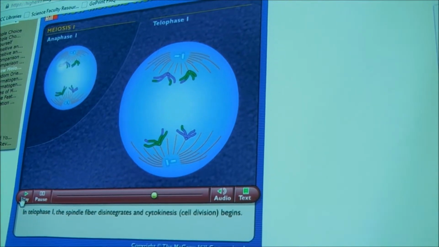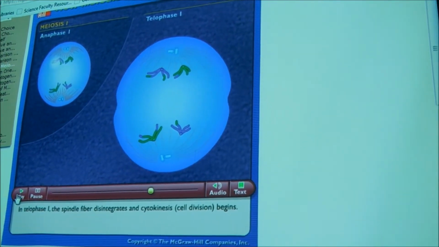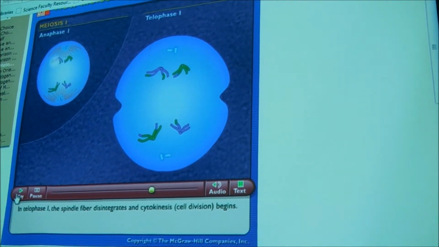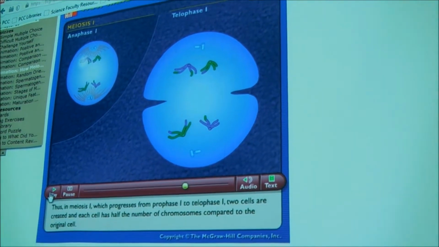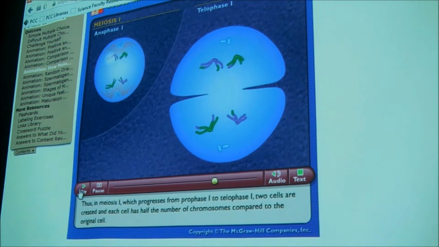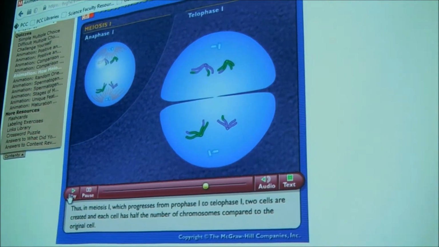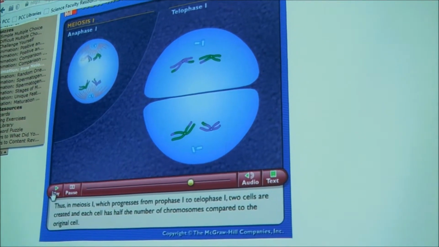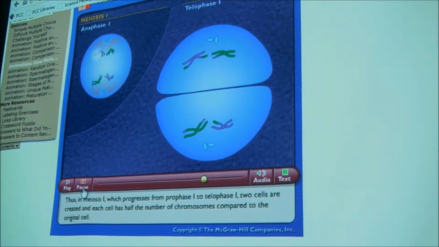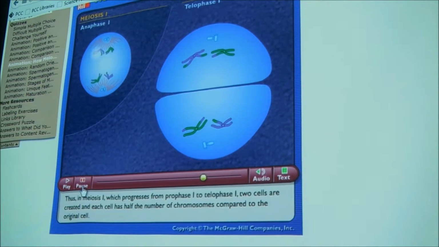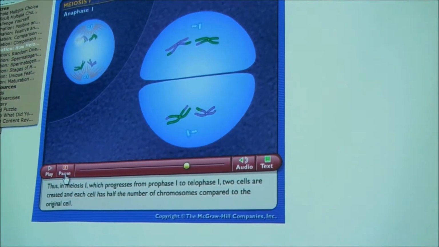In telophase 1, the spindle fiber disintegrates and cytokinesis, cell division, begins. Thus, in meiosis 1, which progresses from prophase 1 to telophase 1, two cells are created, and each cell has half the number of chromosomes compared to the original cell. Therefore, you make two cells that are haploid, right? But you're not done, you got to split again. That's where you get the 4 cells.